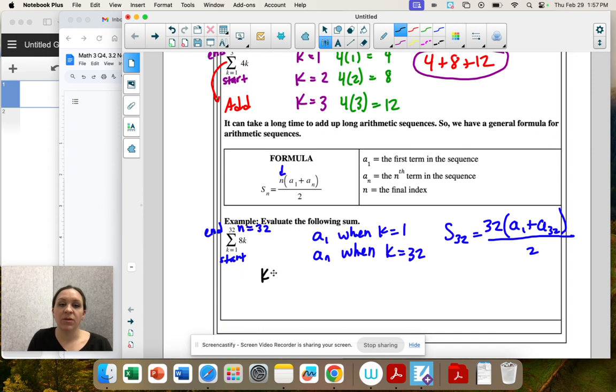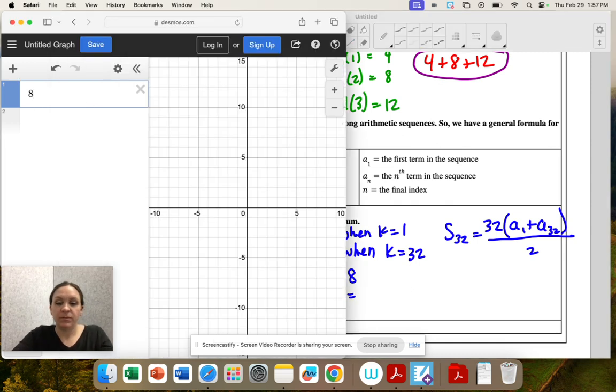When k equals 1 and k equals 32, and remember, here's what we're adding. So that's 8 times 1, which is 8. And then 8 times 32, that's going to be a big number. 256.